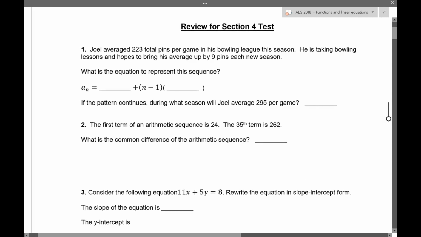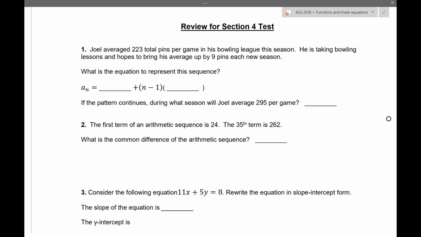Okay, so question 1. Joe averaged 223 total pins per game in his bowling league for this season. He is taking bowling lessons and hopes to bring his average up by 9 pins each new lesson. What is the equation to represent this sequence?